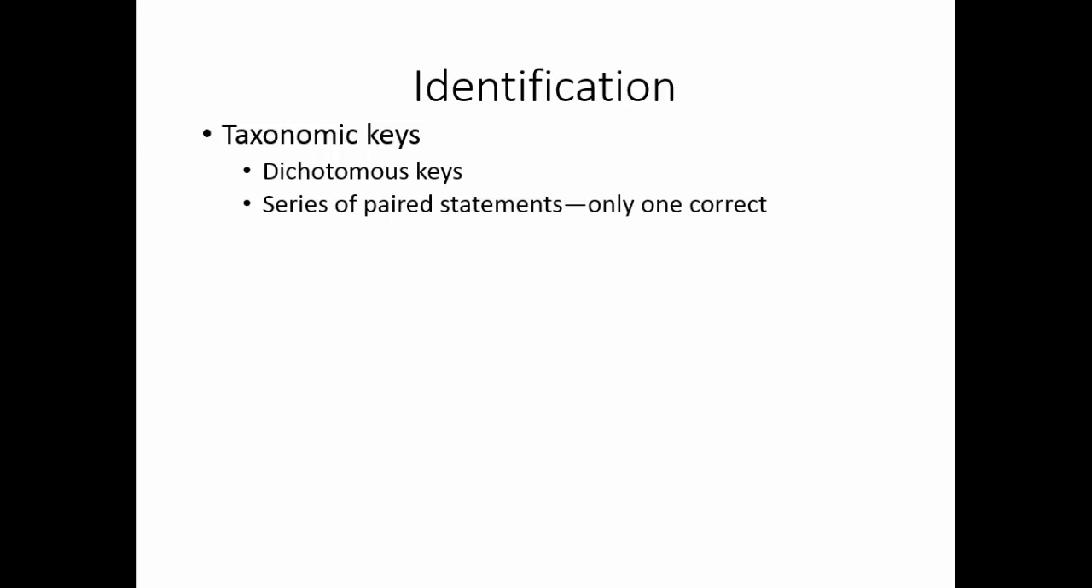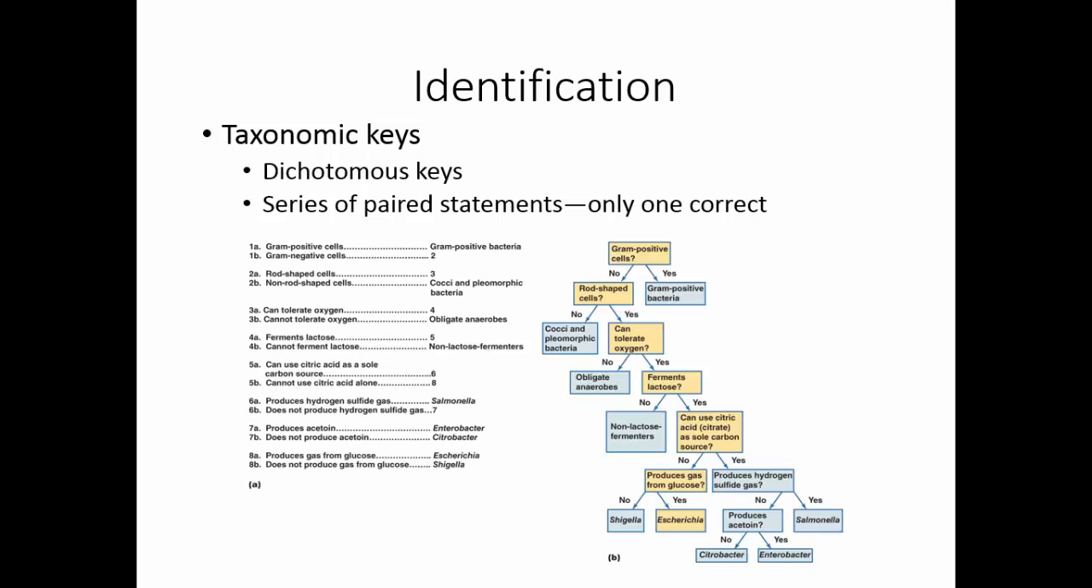The final step of identification is actually figuring out what our organism is. That is, using some sort of taxonomic key. Most taxonomic keys are what we call dichotomous keys. These are simply a series of paired statements that you can answer yes or no to. So in this particular dichotomous key, we start out with the question, are they gram-positive cells? The answer here is no, so we ask about their shape.